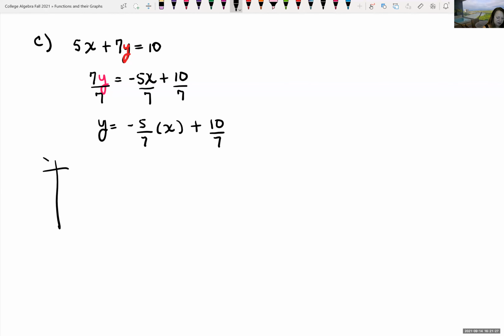So again, if I'm starting to plot points, I don't see any value I can plug in for x that would give me back multiple values for y. For instance, if I plug in 0 for x, I get y is 10/7. If I plug in 1 for x, it's nice because these are common denominators. So I get -5/7 plus 10/7, which is 5/7. So there's no case I can see that if I plug in a value for x, I'm going to get more than one y value. So I can see that, yes, this is a function.